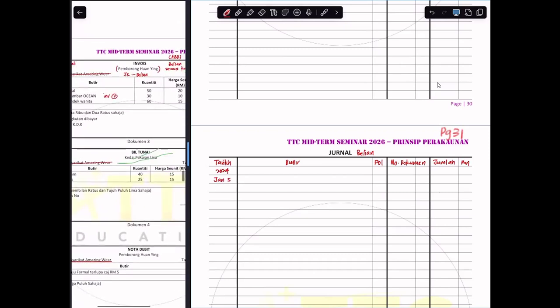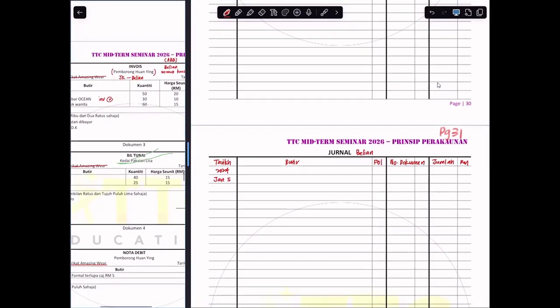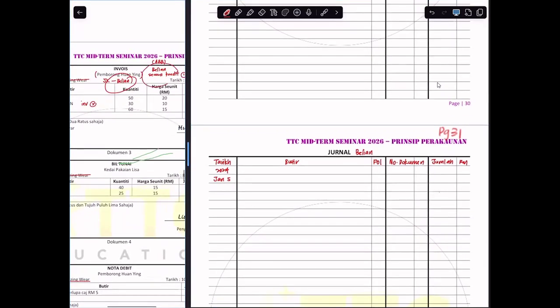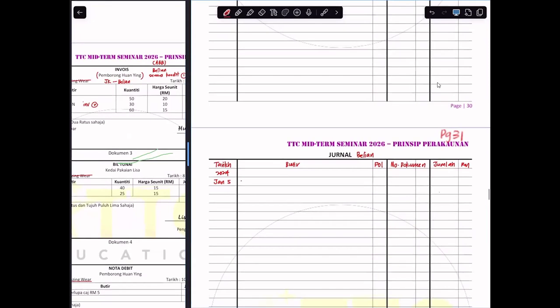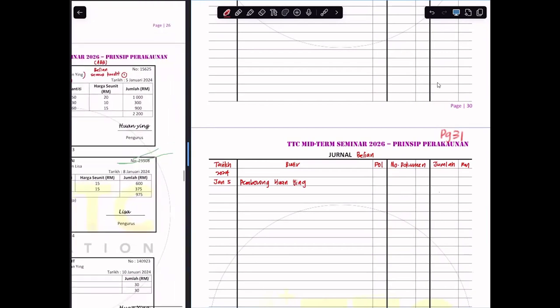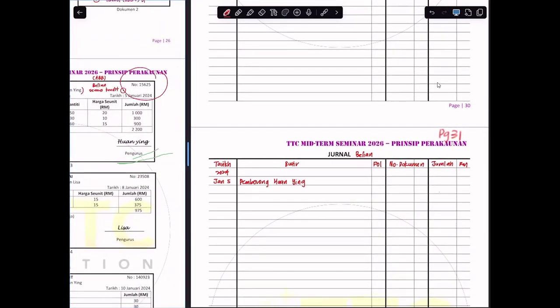But what is the butir you need to write here? You can't write belian. You can't write belian secara credit. You can't write ABB. You need to write who else you are going to pay. Who else you are going to receive money from. That's why we purposely bracket up the name, the other's name. So we need to write Pemborong Huan Ying, and okay, then also in the document, number document, you get it from the top of your right corner there.